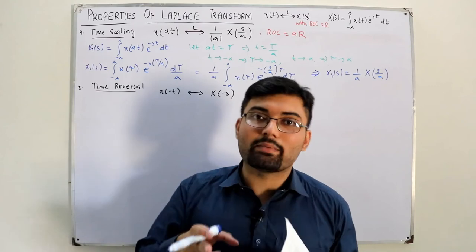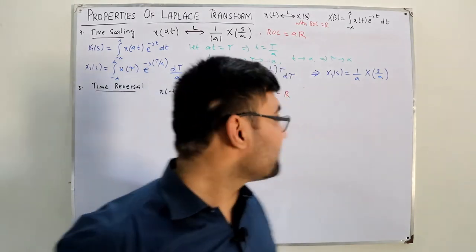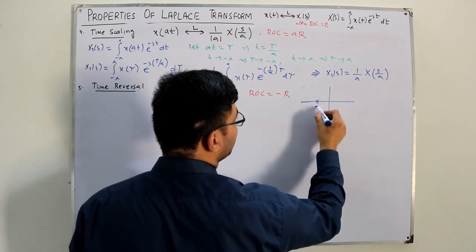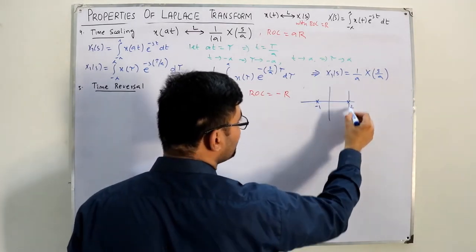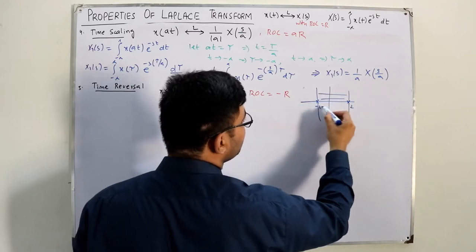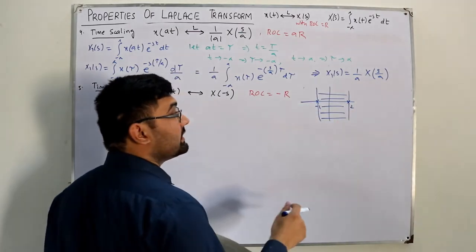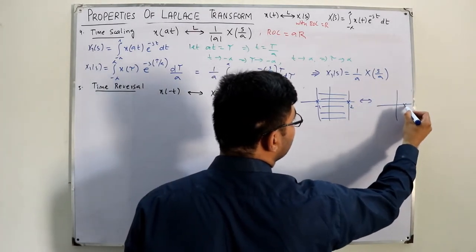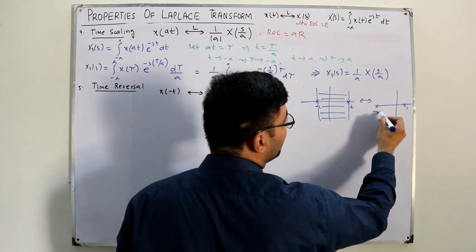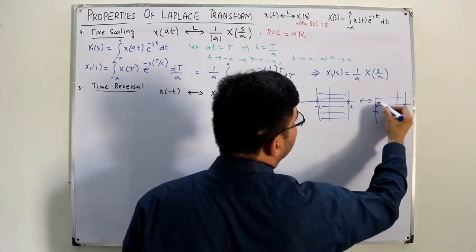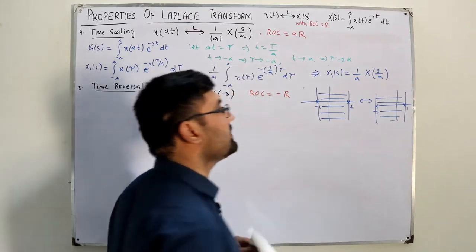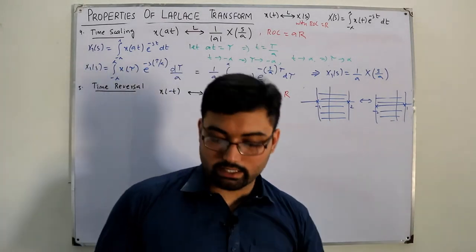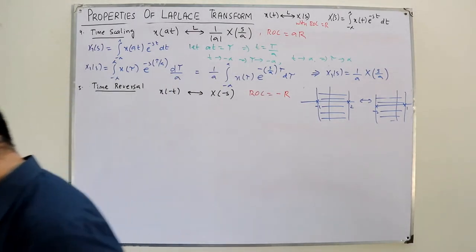But if a signal is double-sided, now what happens? If a signal is double-sided and you have something like this, you have one pole at negative 1, you have another at 2, and in the middle is the ROC. Now if you time reverse it, the new ROC would have the pole at 1 over here and at negative 2 over here. This would be the new ROC if the signal is double-sided. If single-sided, the right would become left, left would become right, and that is simply it.